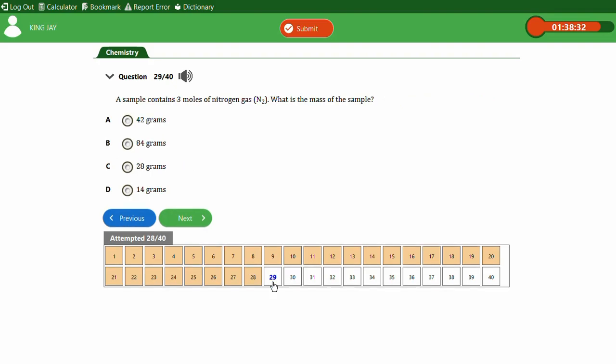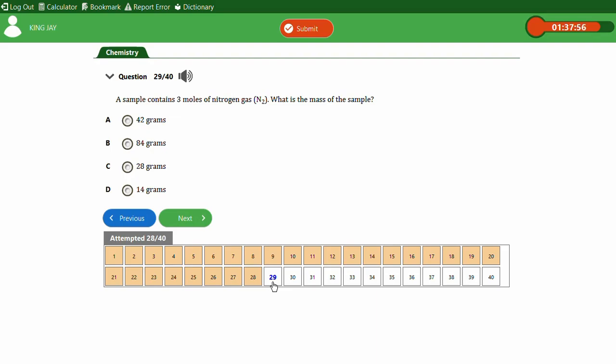Question 29. We've got a small calculation here. A sample contains 3 moles of nitrogen gas. What is the mass of the sample? The formula for calculating it is: mass equals moles times molar mass. Before going into an exam like JAMB, you will have to know the molar mass of the first 20 elements. Sometimes it will be given, while sometimes it won't be given.